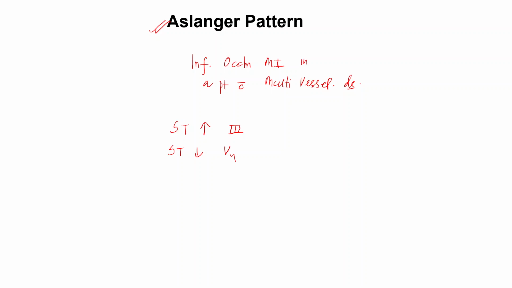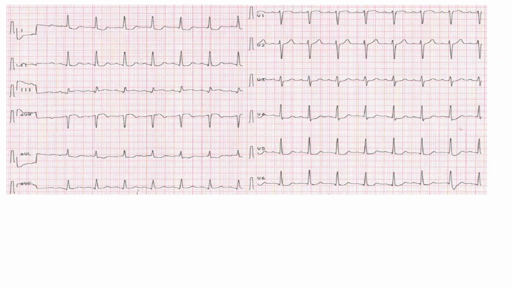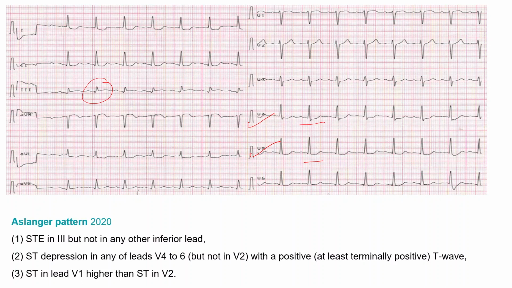So in V4 to V6, anywhere you may get ST depression and isolated ST elevation in lead 3. If you see here, there is isolated ST elevation in lead 3 and you are getting ST depressions in V4 and V5. So this is known as a Shanghai pattern. So ST elevation in lead 3, ST depression in any of leads V4 to V6, and ST in lead V1 is higher than ST in V2. This is not very important, but you can remember. So these are the 3 points for a Shanghai pattern described in 2020.